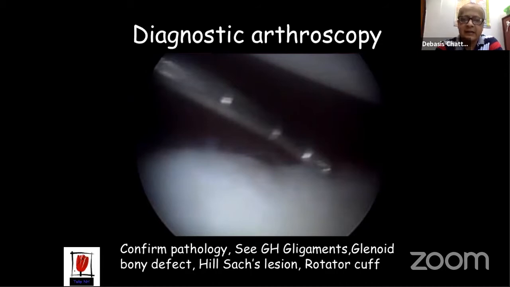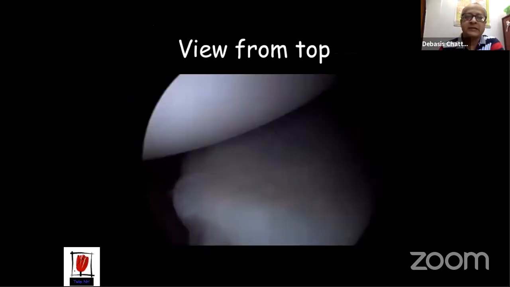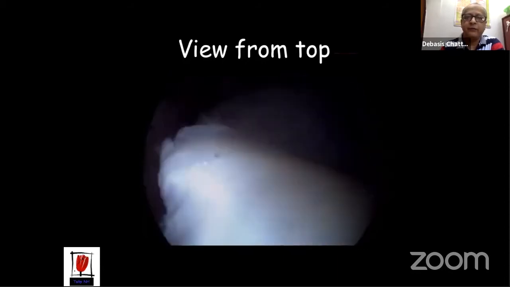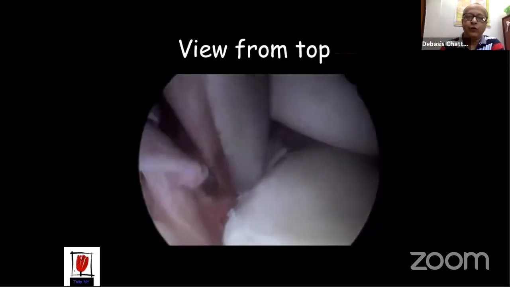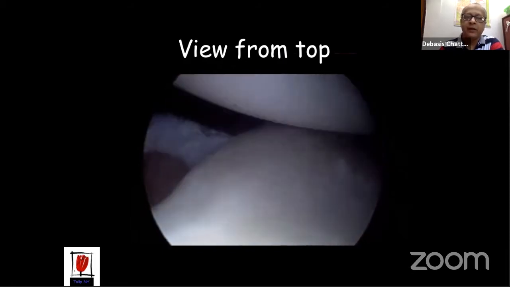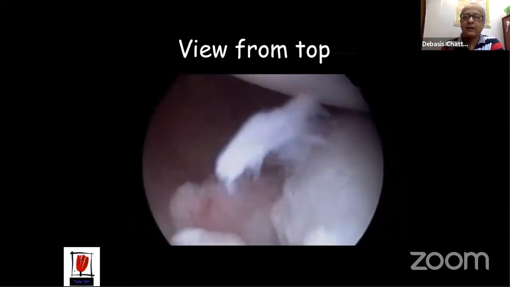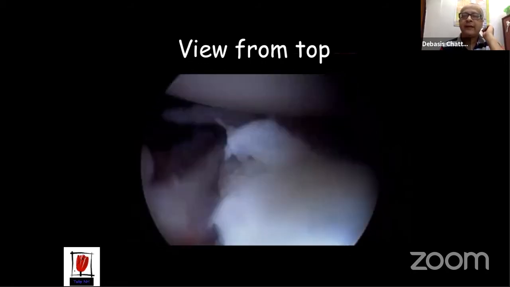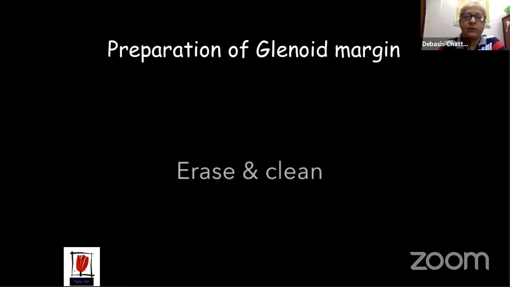If you still decide, yes, you would like to go ahead with the Bankart's repair, then that is the next thing. We'll come to that. But before that, you can also have a view from the top, that is from the superior portal. You can have a look at the glenoid, which gives you a much better view of the lower part of the glenoid. But there are many people, including myself, who continue to operate from the posterior portal, continue to see from the posterior portal, and use our instruments from the superior or anterior portal.